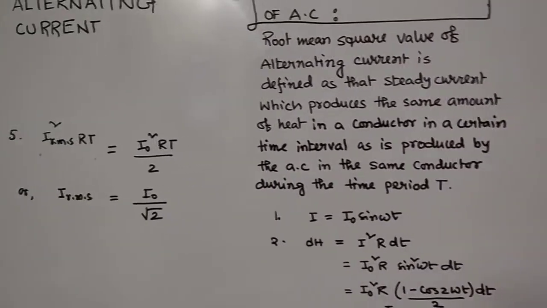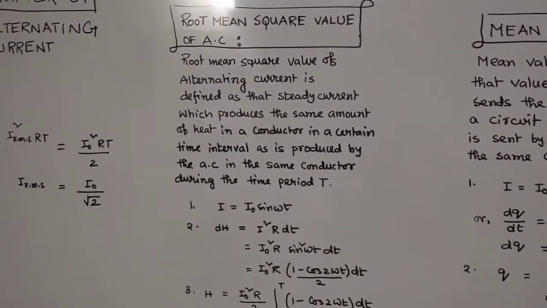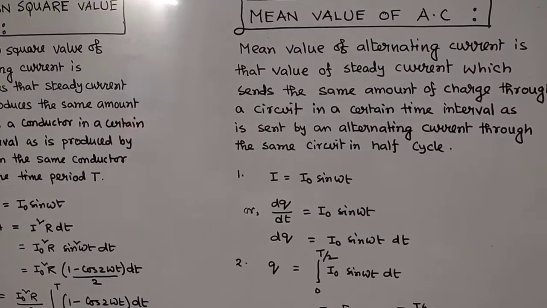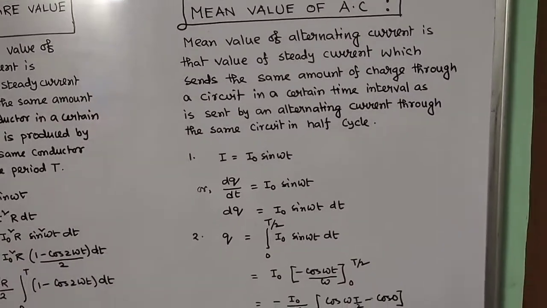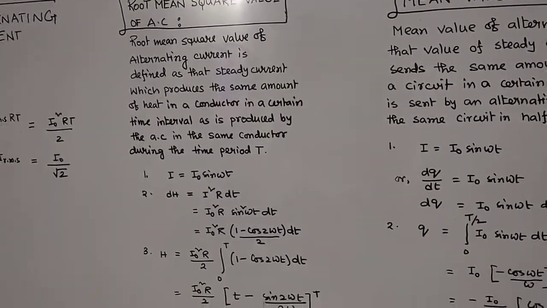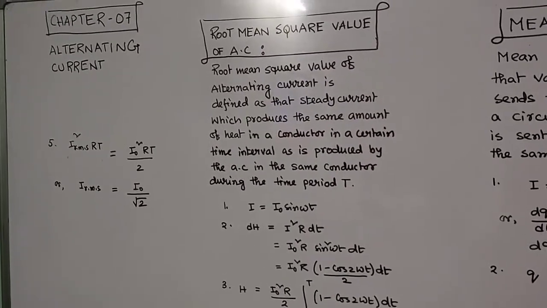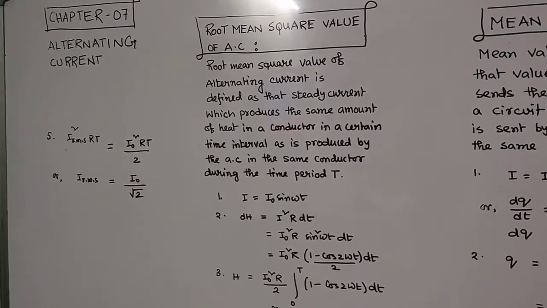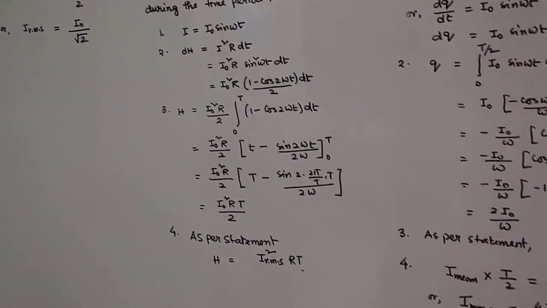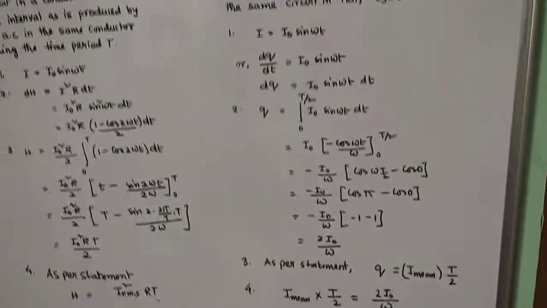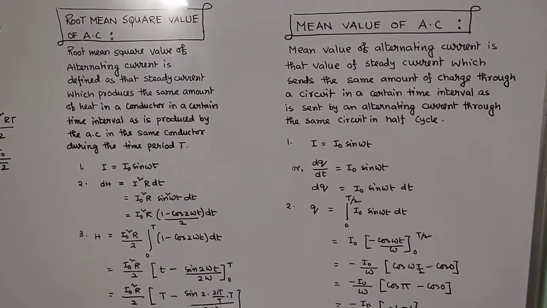So it's very simple, but for that you have to go through the statement part. If you understand the statement part, the mathematics part you can do very easily. So the mean value of AC is for the half cycle, and root mean square is for the complete cycle. The mean value of AC is for the charge, and the root mean square value of AC is for the amount of heat. So these things you have to keep in mind, and the rest is simple mathematics. So this is all about it. Please go through and try to find out your doubts.